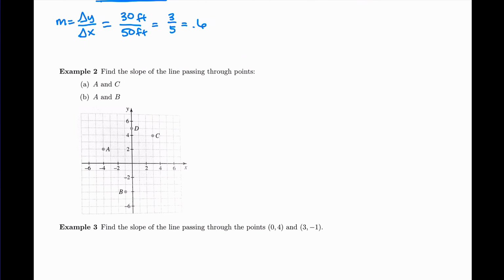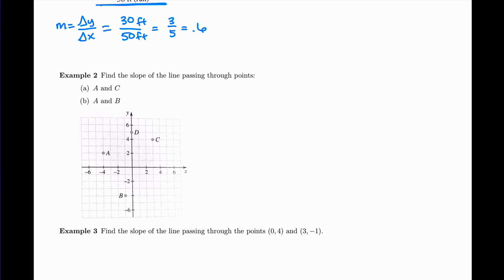Let's look at another example. Now we're given coordinates on a graph, and we need to find the slope between 2 points. So let's first find the slope of the line that would pass through the points A and C. So A and C, if we connect them, let's get a line here to connect A and C. We want to find the slope of that line. So this one is for part A.